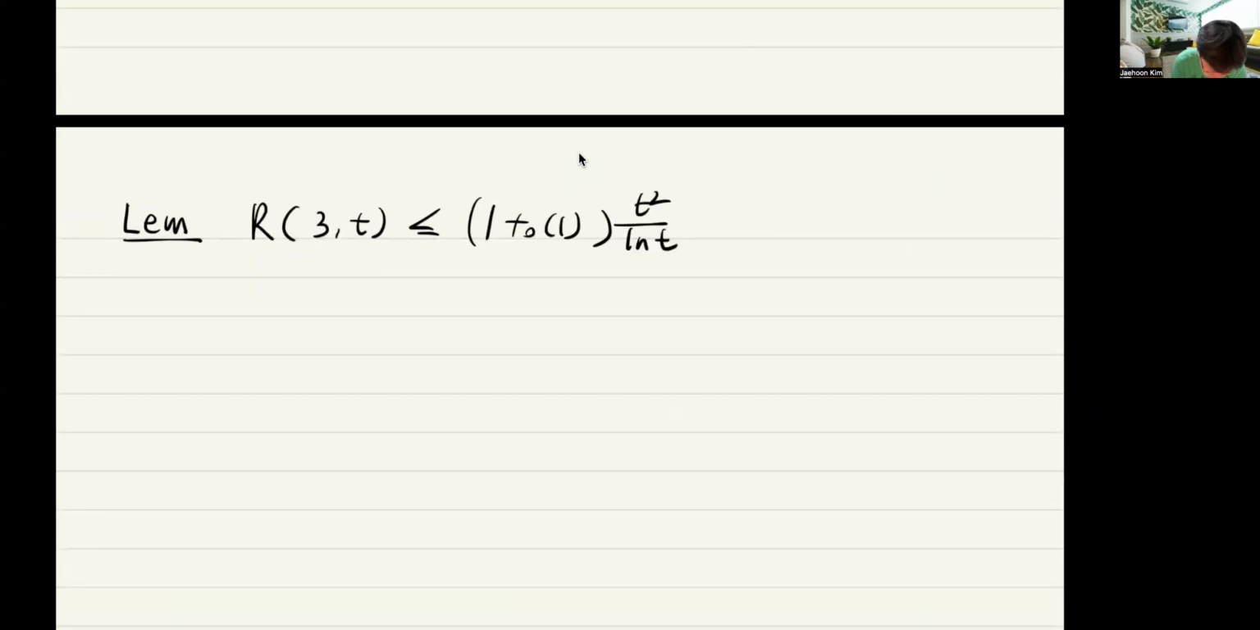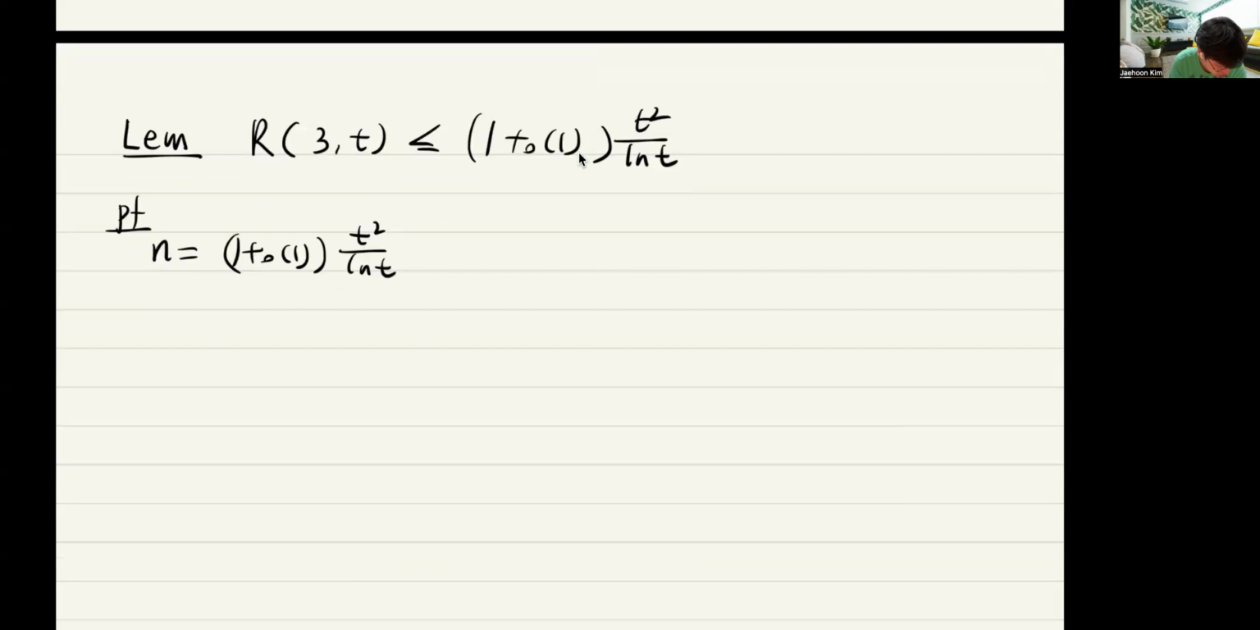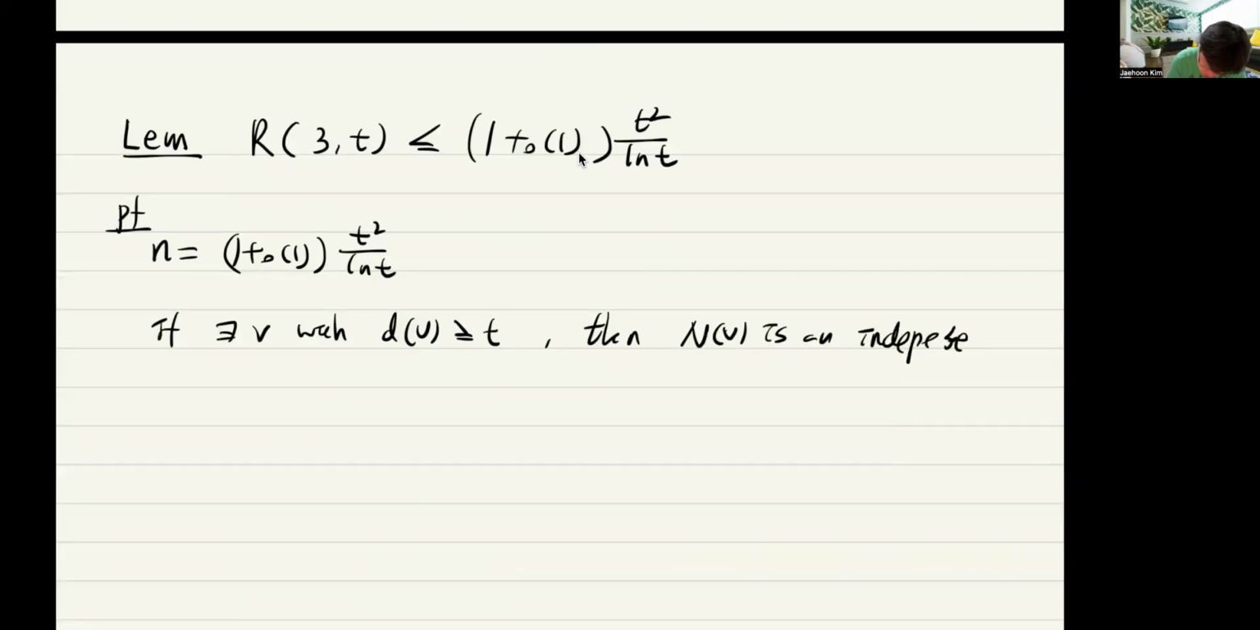So how do you do it? The proof is simple. You just consider n as this number and then show that any triangle free n vertex graph contains an independent set of size t. If there is a vertex with degree at least t, then its neighborhood is an independent set. So we are done.